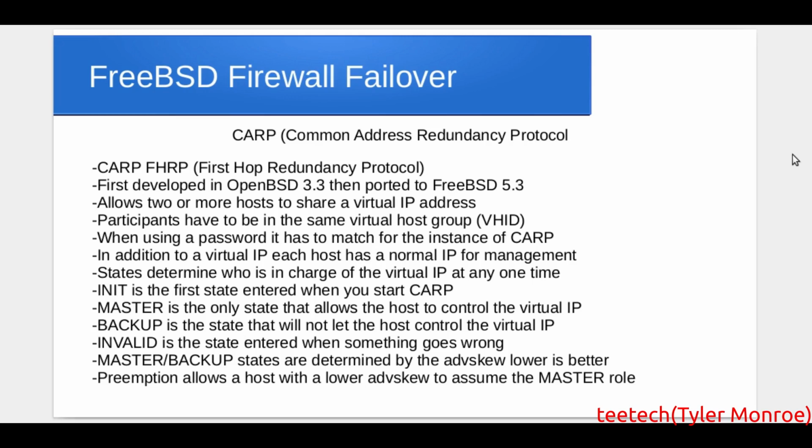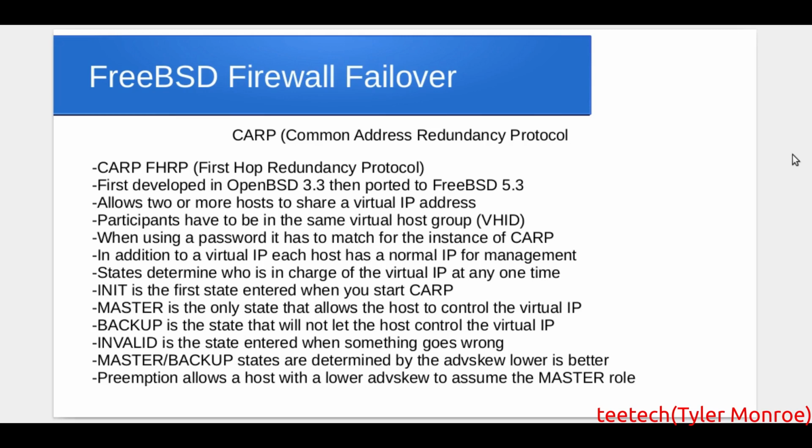So the idea is the router that's actively processing traffic at the moment will be in the master state. Okay? But the one that's sitting there listening for the master to fail is in the backup state. But he cannot answer directly, he can't process traffic for the virtual IP. Now, invalid, that's simply the state that CARP goes into when something goes wrong. Okay? And anyway, the master and backup state relationship with the virtual IP, that's determined by the advertised skew.